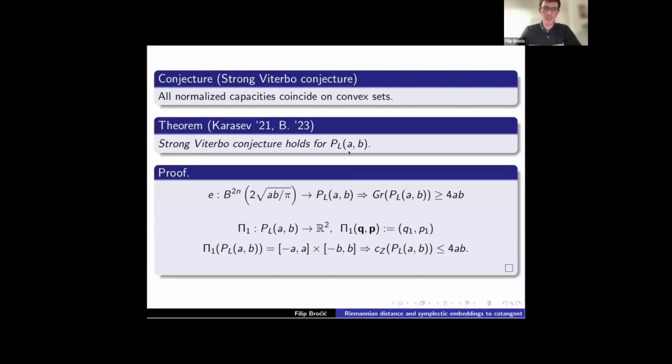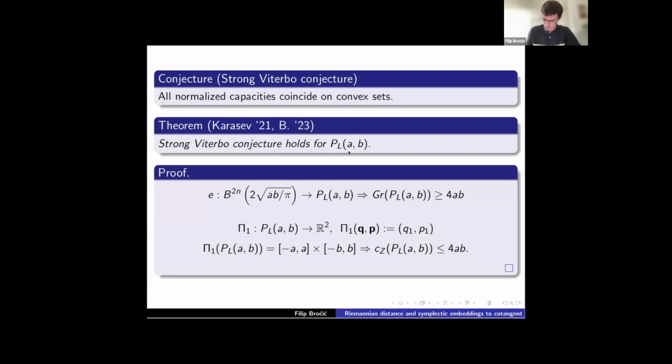disk. On the other hand, we can look at the projection on the Q1 P1 plane, and we can see that the projection of a Lagrangian B disk is equal to the product of the interval minus A, A and the interval minus B, B, which is symplectomorphic to a disk of area 4 times AB. So also the cylindrical capacity is bounded from above by 4 times AB, hence we get the equality.